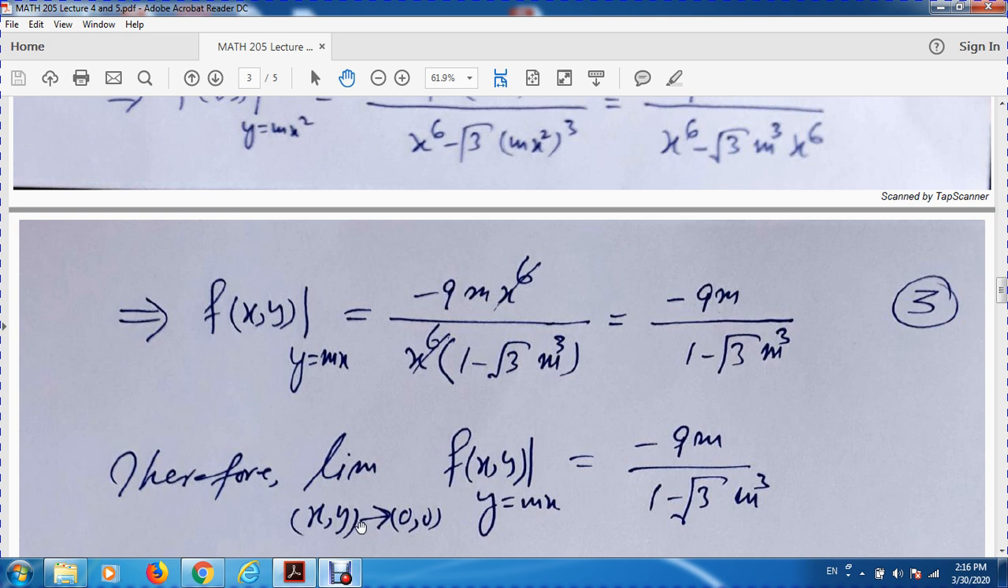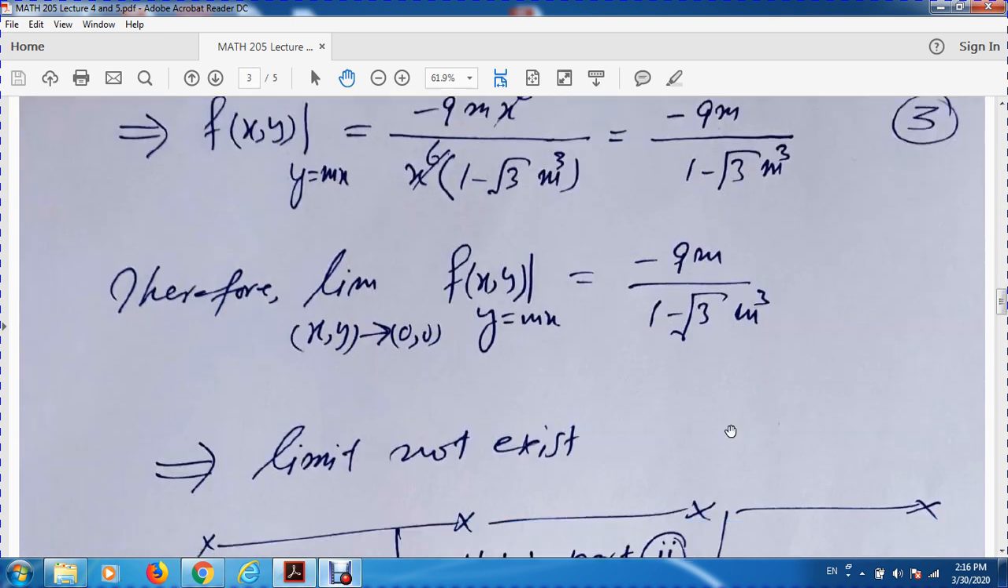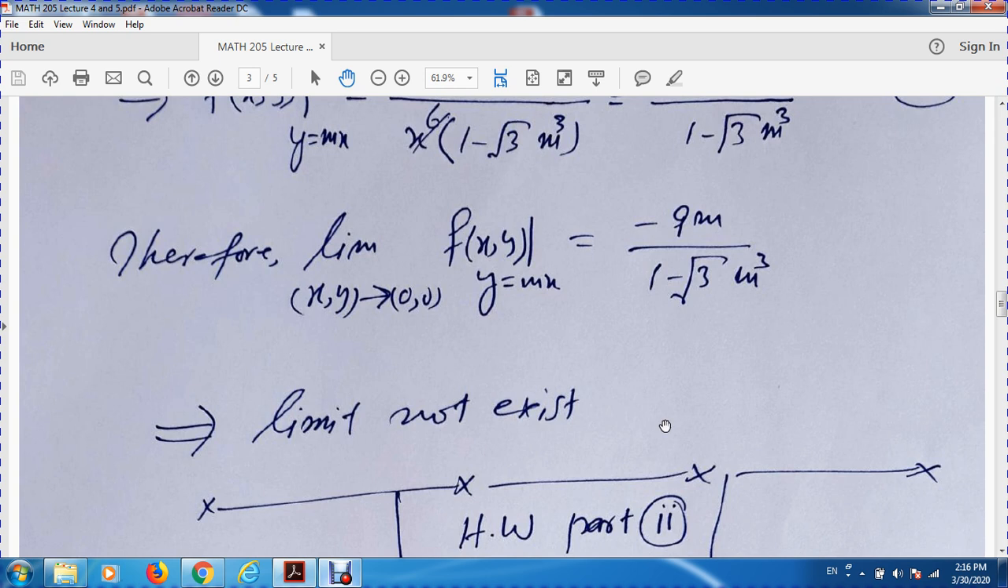So even if I apply the limit (x, y) goes to (0, 0), it will not make any difference. So it means we get this. For different values of m, again we get different answers. So therefore the limit does not exist.